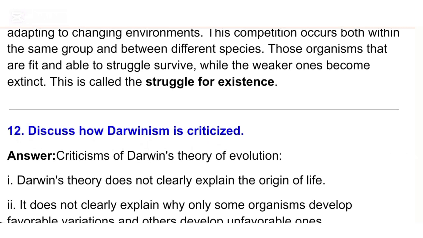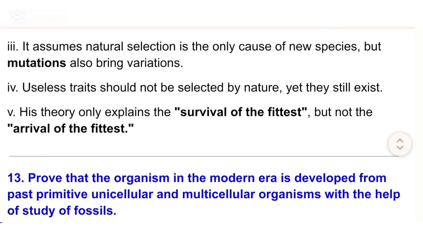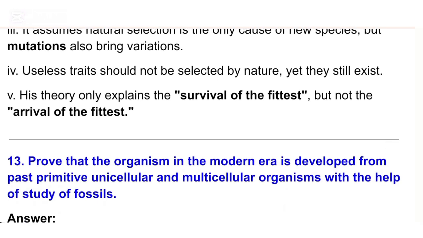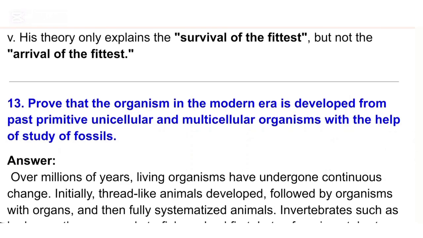12. Discuss how Darwinism is criticized. Answer. Criticisms of Darwin's theory of evolution. I. Darwin's theory does not clearly explain the origin of life. II. It does not clearly explain why only some organisms develop favorable variations and others develop unfavorable ones. III. It assumes natural selection is the only cause of new species, but mutations also bring variations. IV. Useless traits should not be selected by nature, yet they still exist. V. His theory only explains the survival of the fittest, but not the arrival of the fittest.